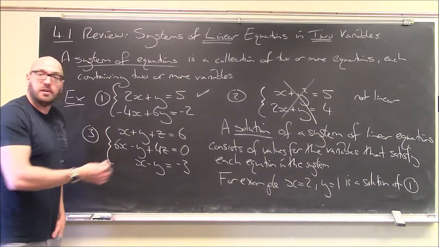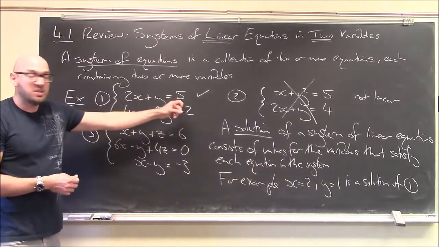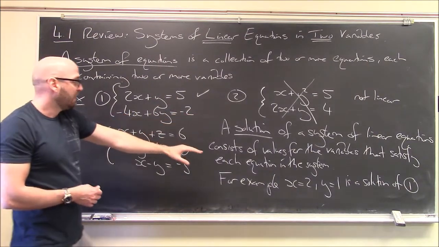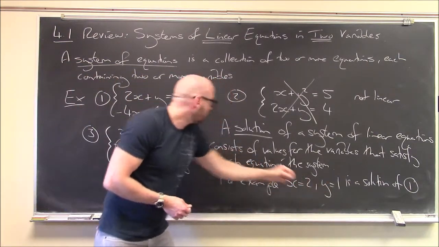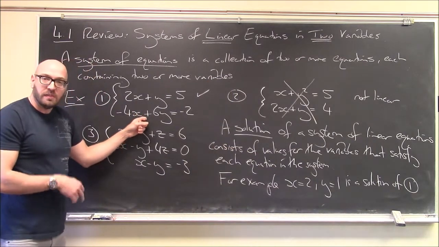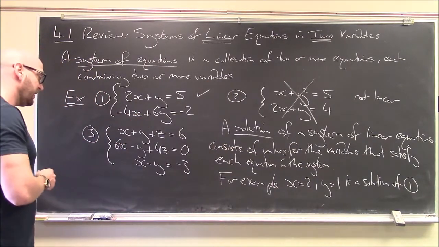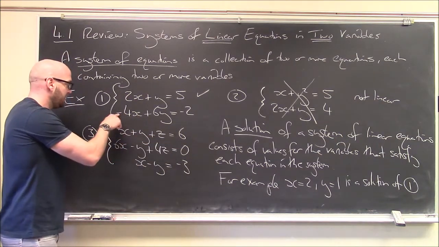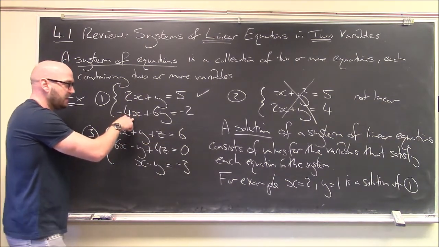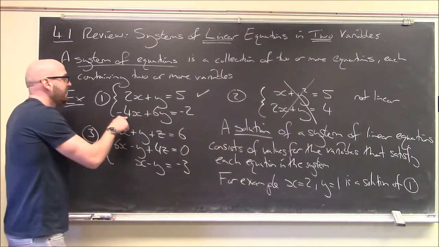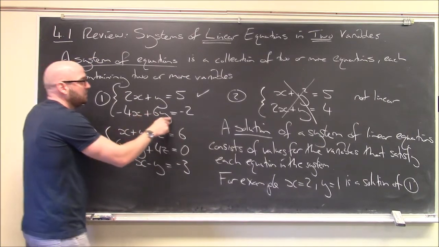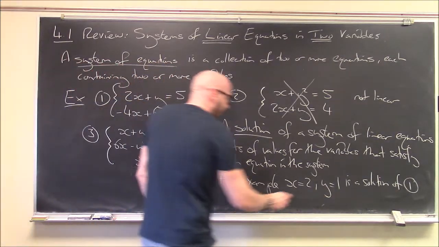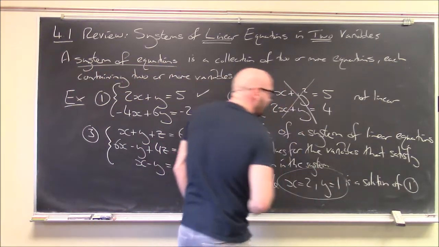But there's lots of other values for x and y that also satisfy this equation. A solution has to satisfy both equations at the same time. So my claim is when I plug in x equals 2 and y equals 1 into the second equation, it also satisfies it. So if I plug in x equals 2, I've got minus 4 times 2 is minus 8, plus 6 times 1, minus 8 plus 6 is minus 2, equals minus 2. Great. So there is a solution.